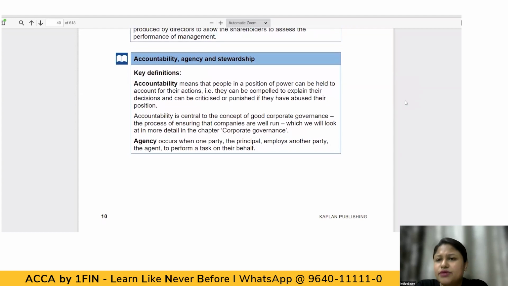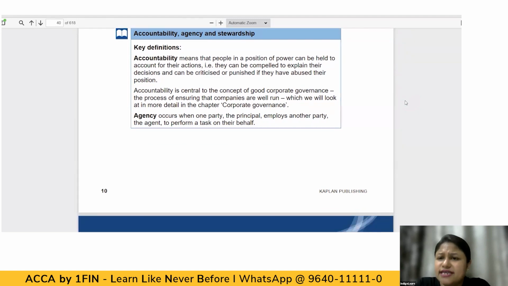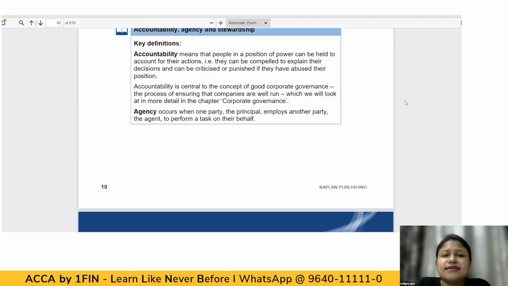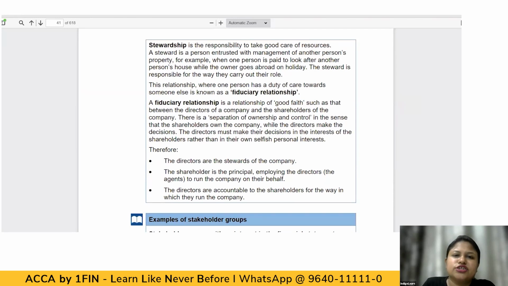Okay. Then what is accountability? Directors will be responsible for using the money in the right direction. And agency means obviously directors are working for the company. So it can sound that directors are the agent, but it is not like that. Directors are actually standing in a stewardship relationship, that is, a fiduciary relationship. They're acting in good faith for the favor of the company. Stewardship is the responsibility to take good care of the resources. So this relationship where one person has a duty of taking care towards someone else's property, we call a fiduciary relationship.